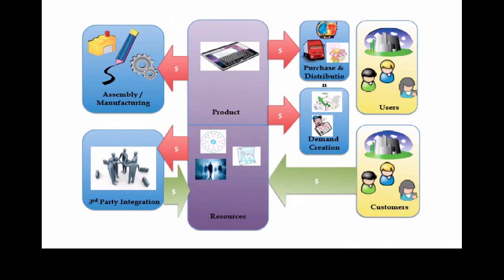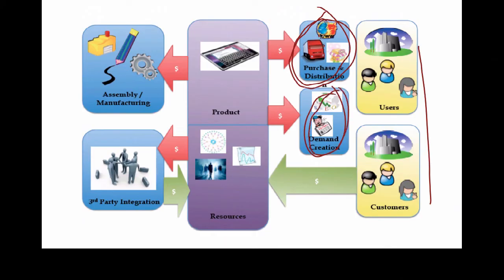And so what we've been talking about are the demand creation and the purchasing and distribution aspects of the business model. So up until now, we've been talking about the customers and potential users side of the business model, but we also need to form hypotheses and run experiments on how to do the demand creation and how the purchasing and distribution piece of the business model would work.